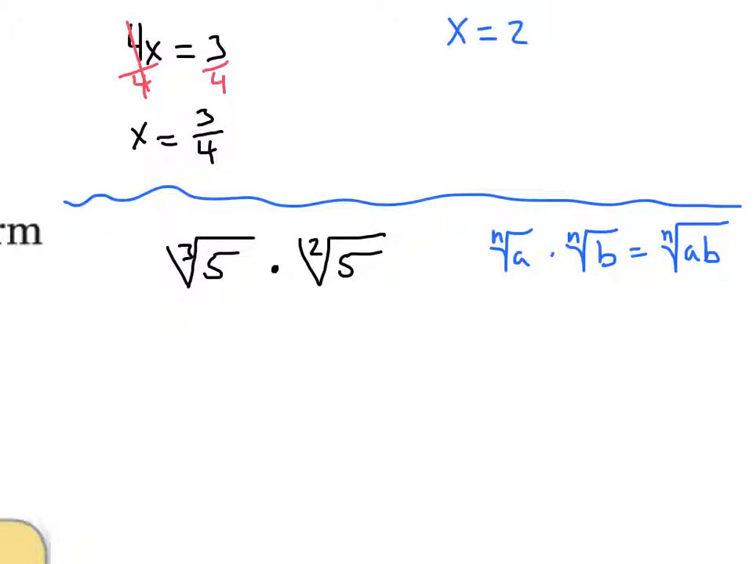The whole point of what we're doing today is that we can write it in exponential form. Meaning, I can rewrite the cubic root of 5 as 5 to the 1/3 power, and I can rewrite the square root of 5 as 5 to the 1/2 power. That now allows me to use my rules of exponents, which says that if I have a to the m power times a to the n power, I have a to the m plus n power. So if I have the same base, I can just add the exponents.